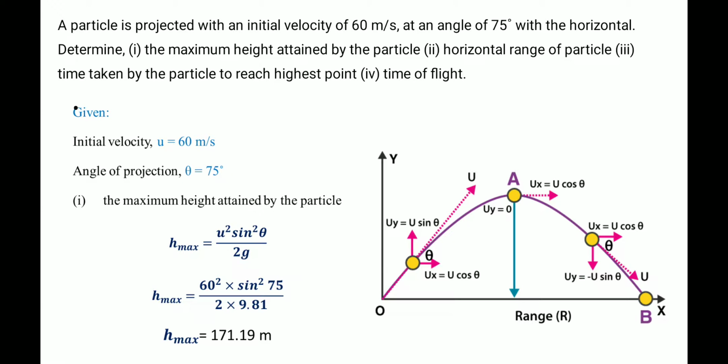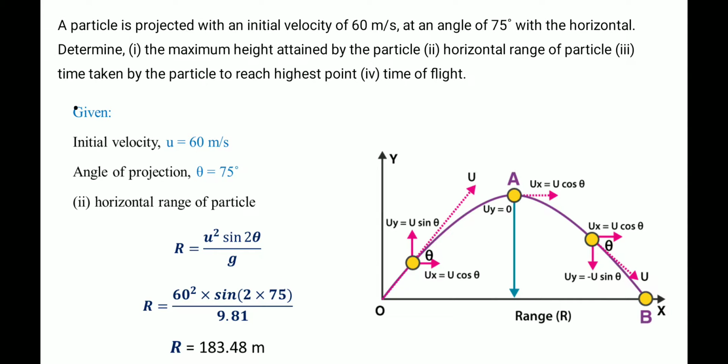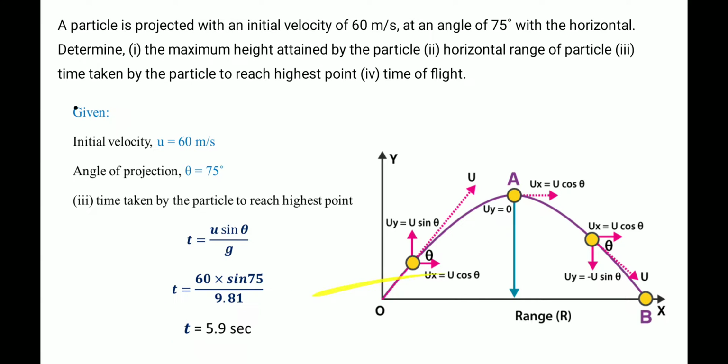So for the maximum height attained by the particle, we know the formula, right? H max is equal to u square sin square theta by 2g. You substitute all the values, we will get the value of H max. Then for the horizontal range, the formula is u square sin 2 theta by g. Okay, the range value we got was 183.48 meter.